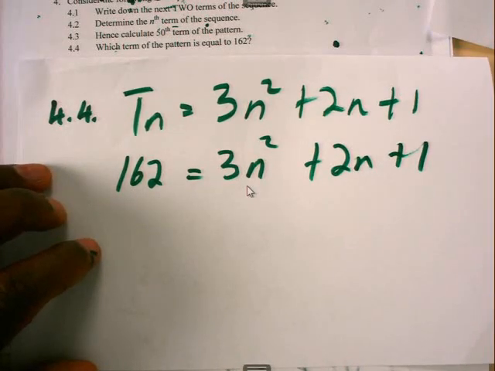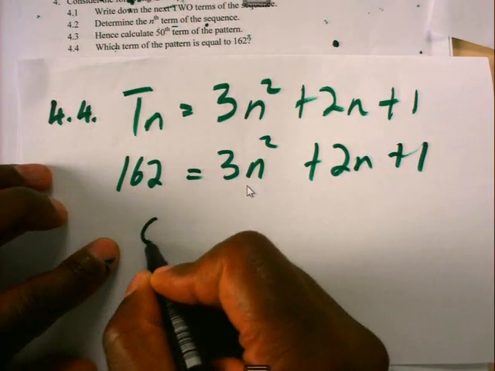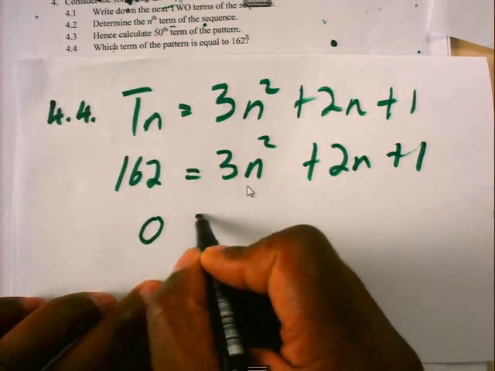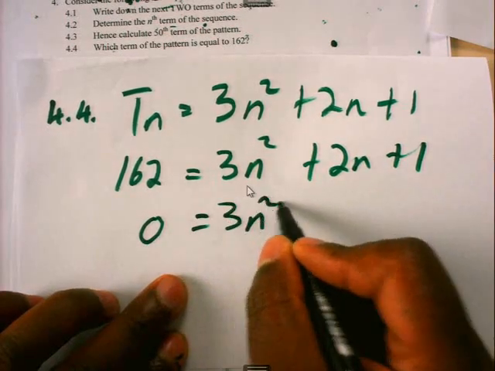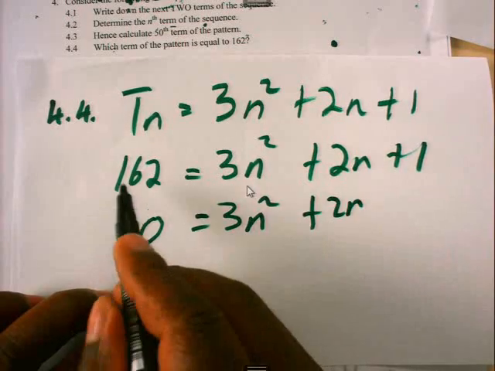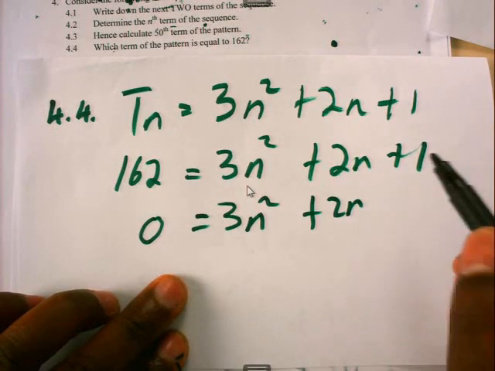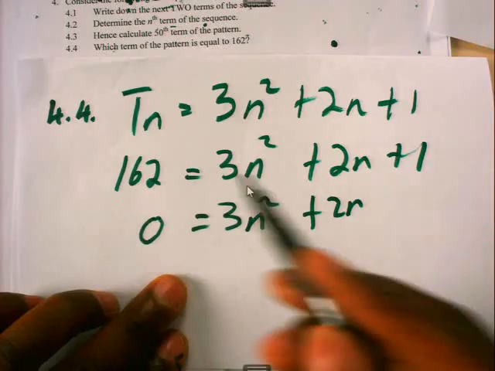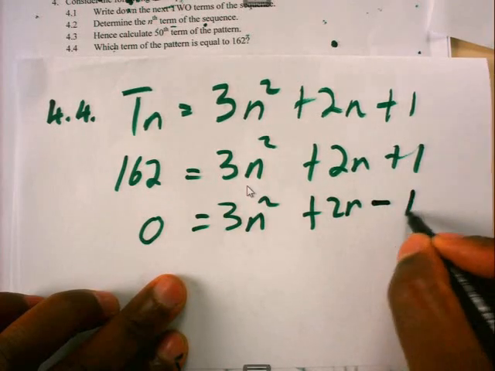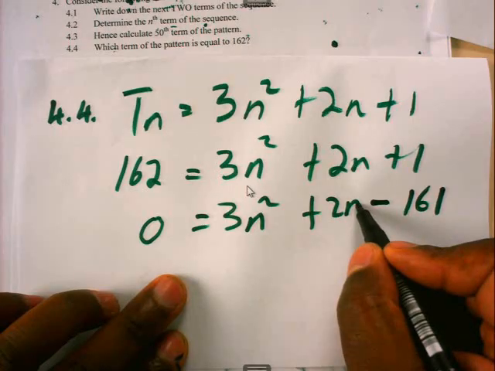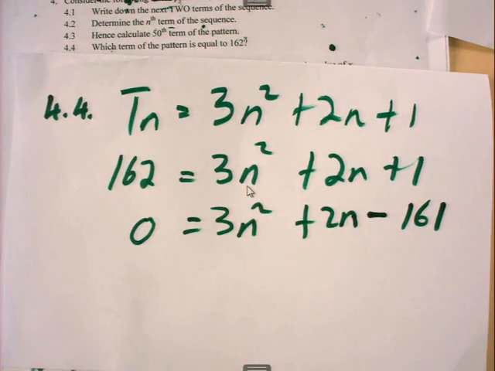Now it's a quadratic equation. Let's write it in standard form, with 0 on one side: 3n squared plus 2n plus 1 minus 162, which will give you minus 161. Now you need to determine factors. It's a bit challenging. Remember, in case you cannot find the factors, always opt for the quadratic formula, which is provided in the formula sheet. But if you are able to determine the factors, let's go.